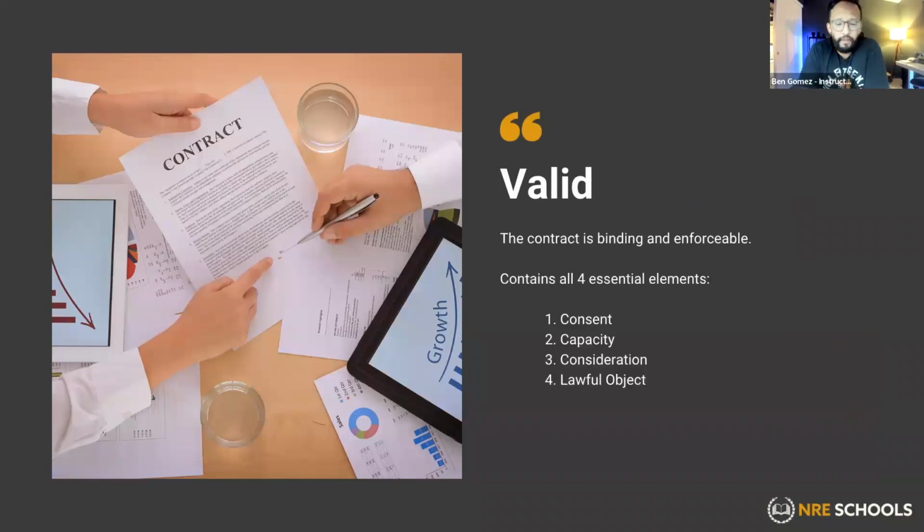Classifications. So, a valid contract. A valid contract is binding and it is enforceable. It is legal. It is correct. It can be upheld, right? These valid contracts have four essential elements: consent, capacity, consideration, and lawful object. Four things: consent, capacity, consideration, and lawful object.